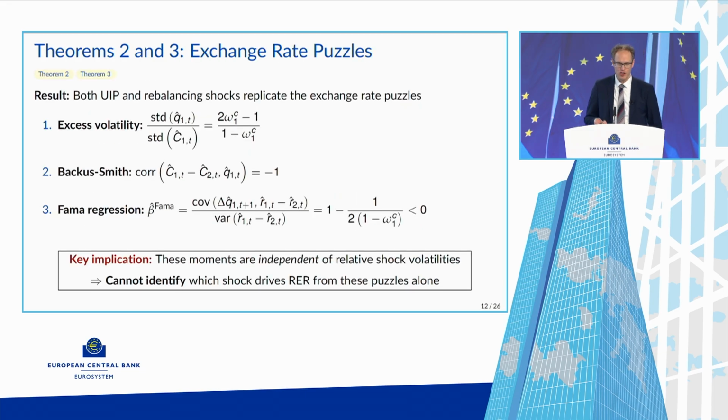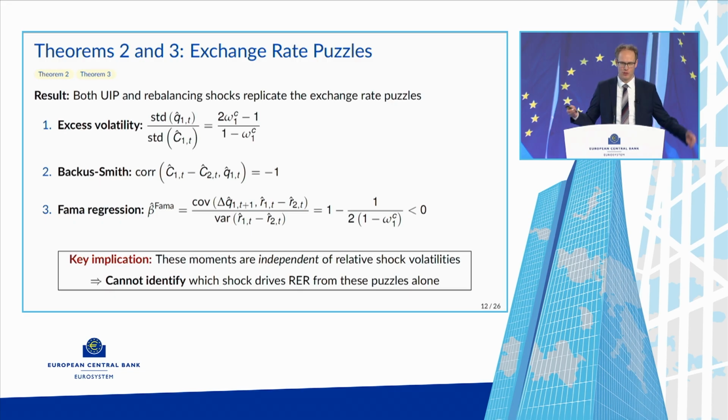Now, the other thing we show, and I'm not going to spend too much time on it, is that we show analytically, at least for this very simplified model, and then for more complicated versions of the model we show it numerically, that both of these shocks, the UIP and the rebalancing, are going to check off these other three puzzles that I introduced earlier. So both of these shocks end up leading to a lot of movement in the exchange rate and very little movement in consumption or GDP.